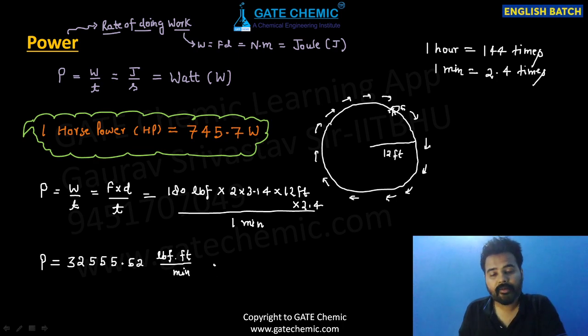Now he repeated the same experiment lots of times, and he gave one conclusion: the power produced by these horses is nearly 33,000 lbf feet per minute.